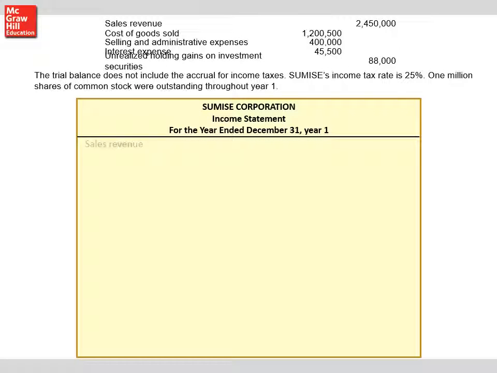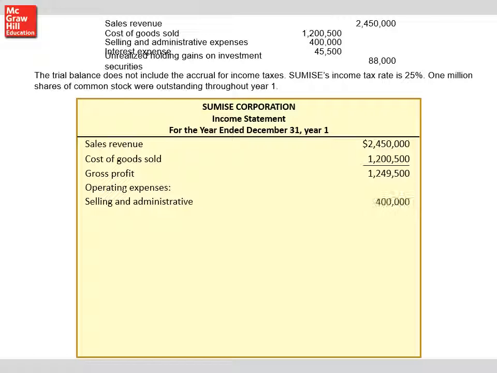So, multiple step: start with sales revenue, subtract cost of goods sold, and gross profit is the result. Subtract your operating expenses, which they put into a dollar amount, selling and administrative, to get operating income. Subtract your selling and administration from gross profit to get your operating income. Any other expense or income items must be listed.